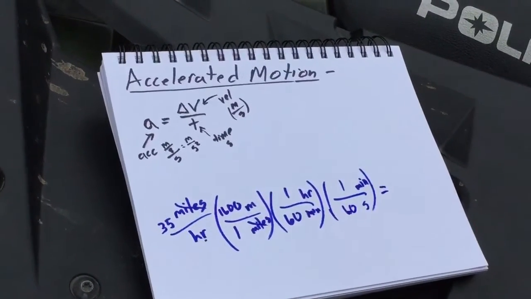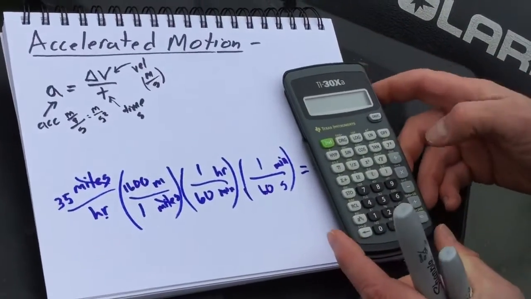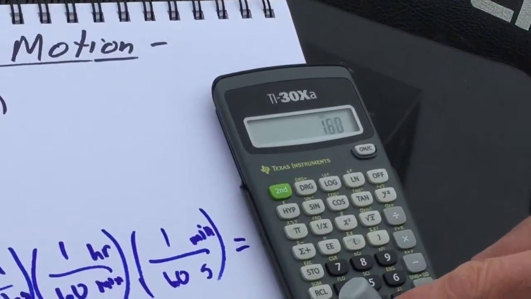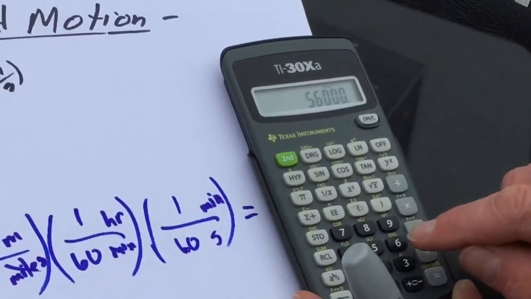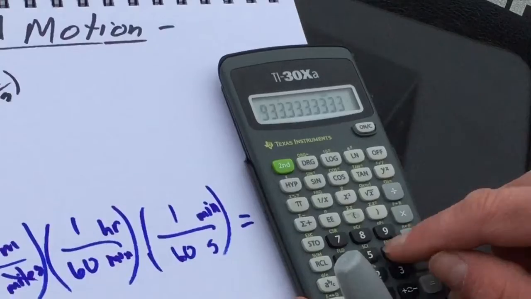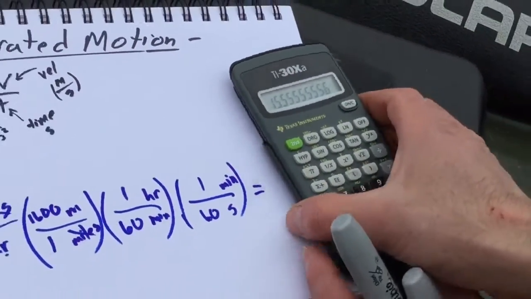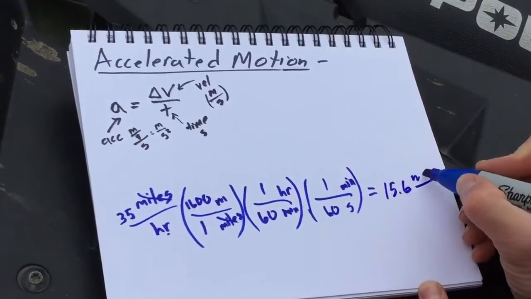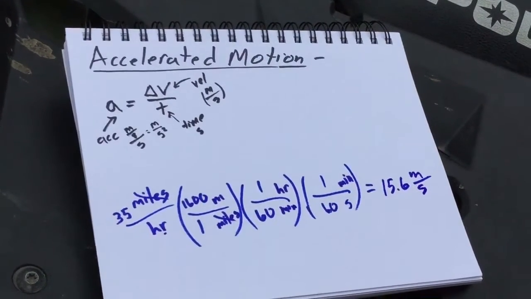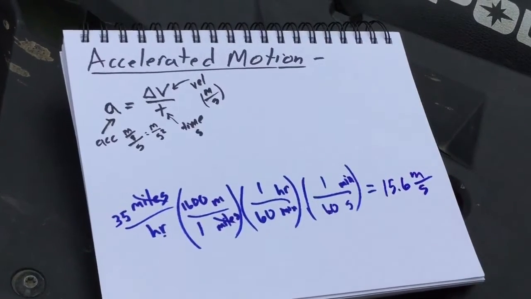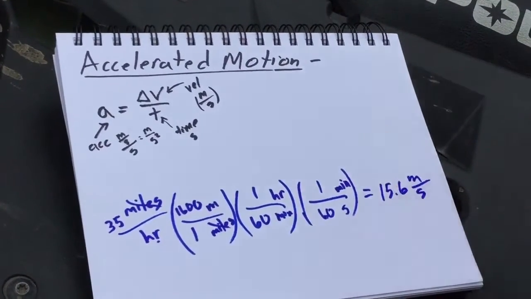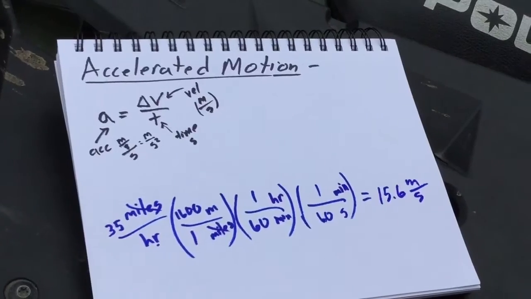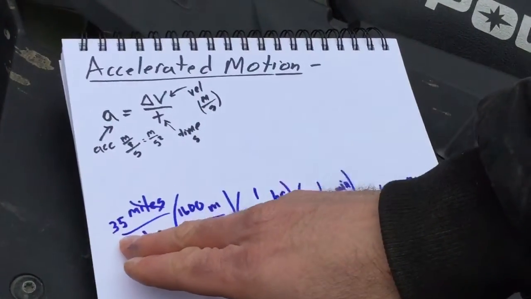All right, now a little bit of calculator work. I fire up the old TI-30XA, and we take 35 times 1,600 divided by 60 divided by 60, and we get that we are going 15.6 meters per second. Great. So now we know how fast we're going when we cross the line. 15.6 meters per second. But wait, was that the speed at the beginning? Definitely not. We started from a stop. Was that the speed at the end? Yes, it was, because 35 was how fast we were going at the very end.